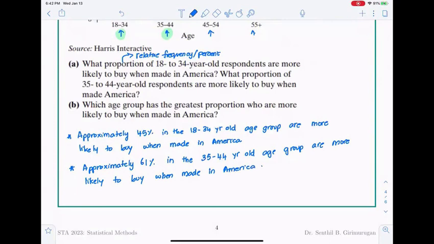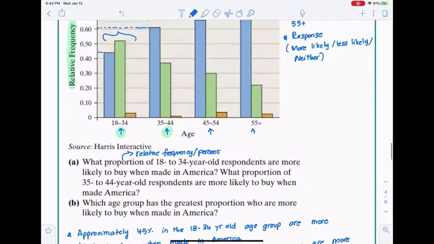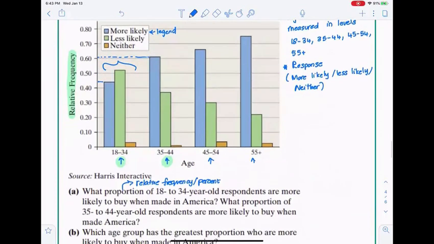And the question in part B wants to know which age group has the greatest proportion who are more likely to buy when made in America. So now we have to look for the blue bars and look for the greatest age group. I'm going to look at all 4 age groups. The first one, it is right here. The second, it's right there. The third age group is right there. And the last one, 55 plus, is right over there.